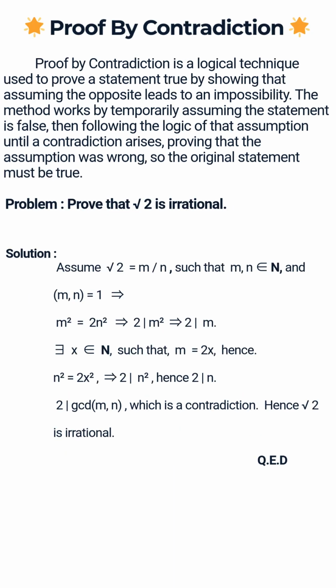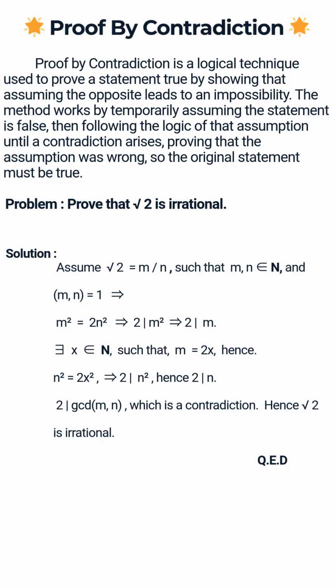Another widely used method is the proof by contradiction. Here we assume the opposite of what we want to prove, and then show that the assumption leads to an impossibility or a contradiction. And since the contradiction cannot be true, the original statement must be correct.